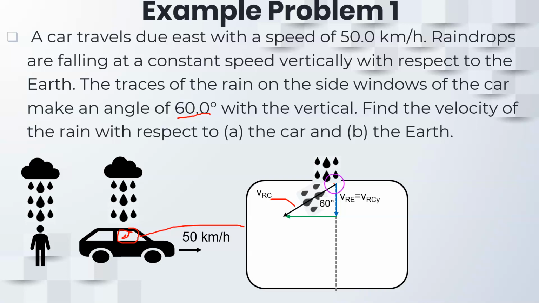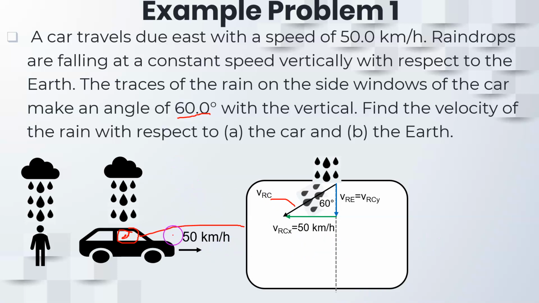So this is a vector, and this vector can be broken down into an x component, which is represented by the green arrow, and a y component, which is represented by the blue arrow. So the blue arrow is the velocity of the rain with respect to the earth, but it's also the velocity of the rain with respect to the car in the y direction. And then this, the velocity of the rain with respect to the car in the x direction, is just equal to the speed that the car is traveling with.